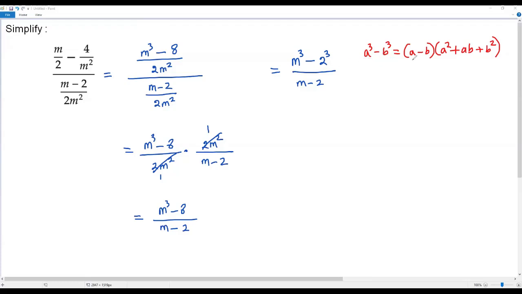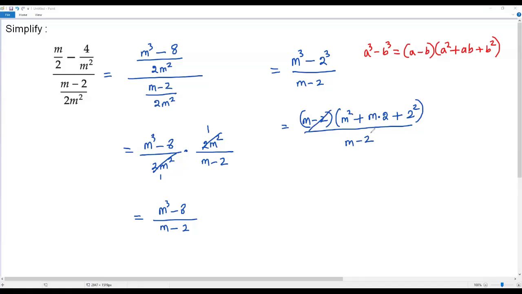So on the right side, wherever I find a, I have to write m, and wherever I find b, I have to write 2. So we can write the factored form of this expression using this. Replace a by m and b by 2, then I'm getting m minus 2. So for this a minus b, I'm writing m minus 2, times a square means m square plus ab, that is m times 2 plus, for b square we have to write 2 square, divided by m minus 2.